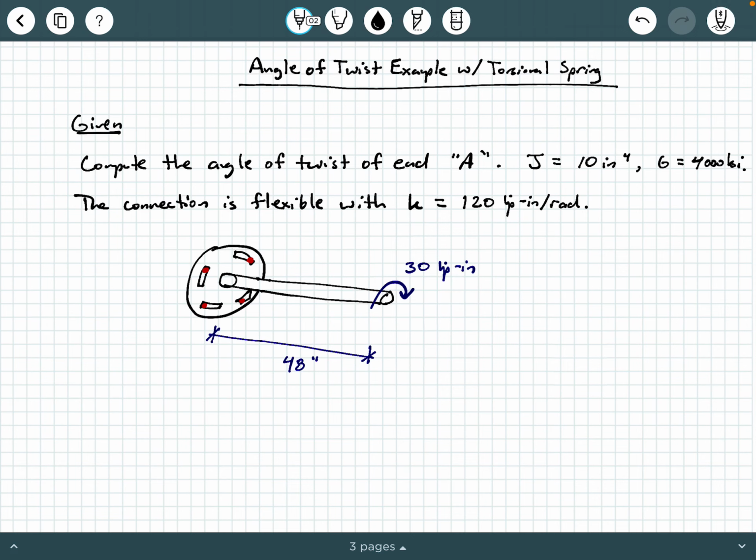Hey everybody, Dr. A here, and in this video we're going to be exploring an example of angle of twist with a torsional spring. So let's look at the given information. Here we're being asked to compute the angle of twist of end A, which is this free end here.